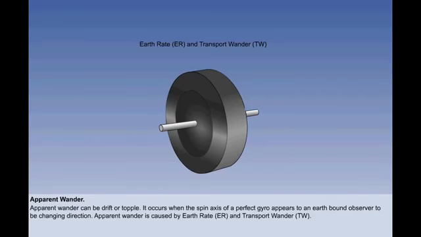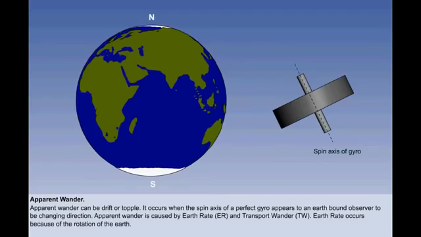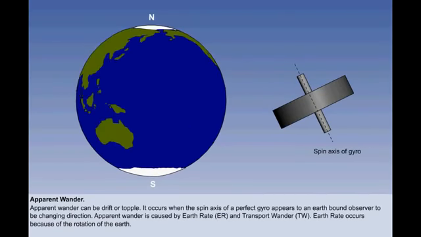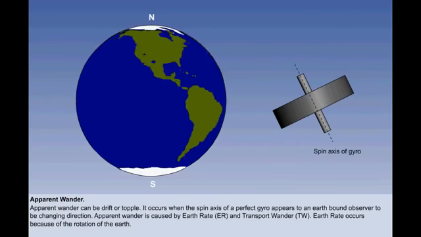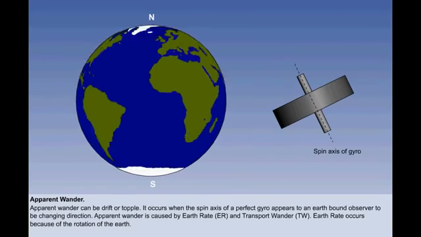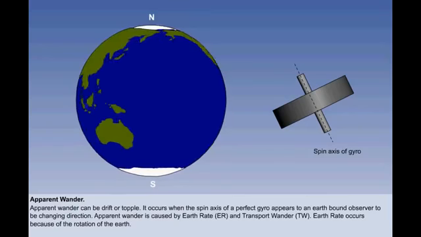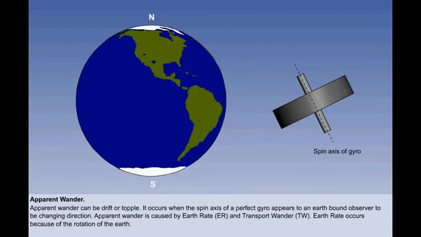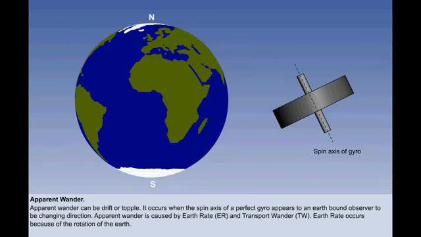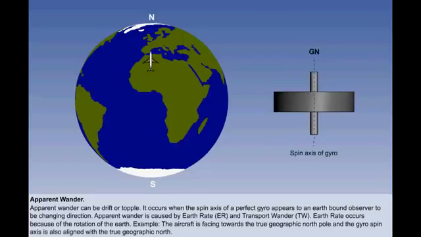Earth rate occurs because of the rotation of the Earth. To understand the effect of earth rate, all we have to do is to remember that one of the properties of a gyro is its ability to maintain its spin axis in a fixed direction in space. The Earth, however, rotates around its own spin axis. So let us suppose we are in an aircraft which is parked on the ground in the Northern Hemisphere at location A. The aircraft is facing towards the true geographic North Pole, and we will align the spin axis of the gyro in the same direction also. We will call this gyro North, or GN.